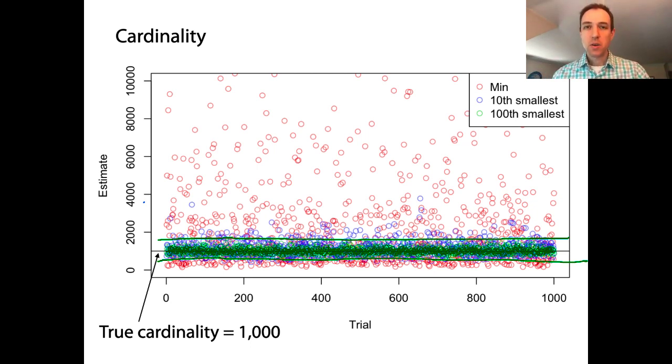And so although it would be kind of a waste of space to keep all of them around if all we were intending to do was to estimate the cardinality, there may be other reasons, as we'll see, why we would want to keep all those minima around. Not just the kth minimum, but the k minus 1, k minus 2, all the way down to the minimum.